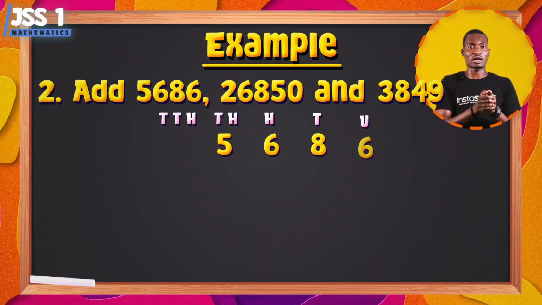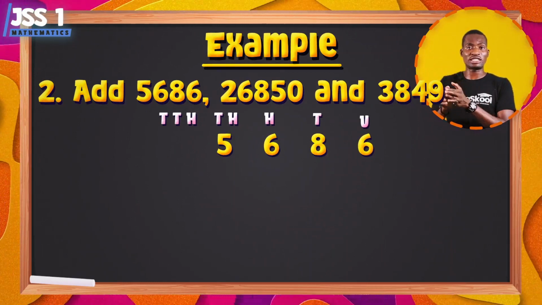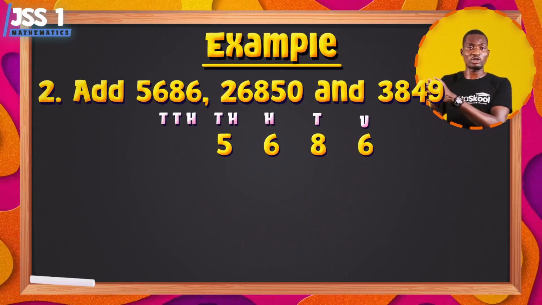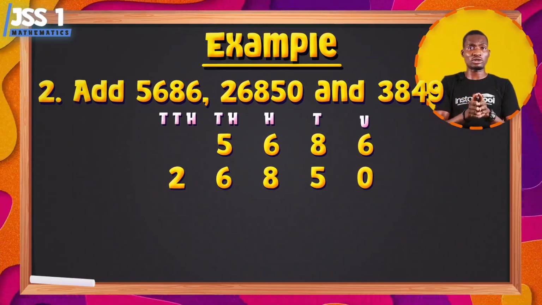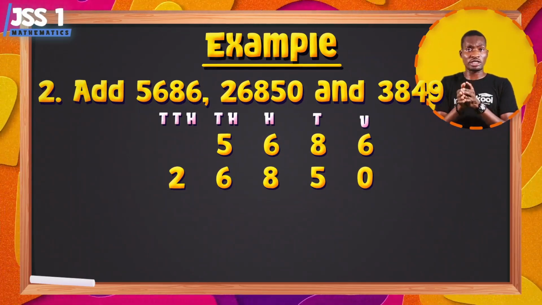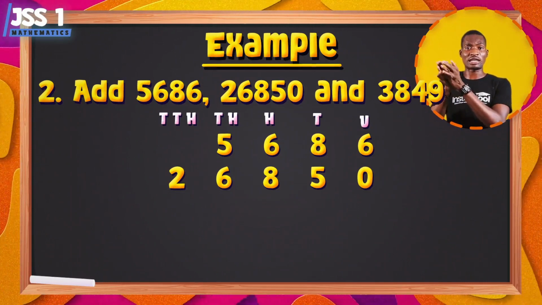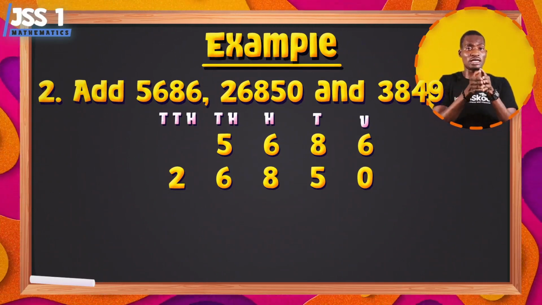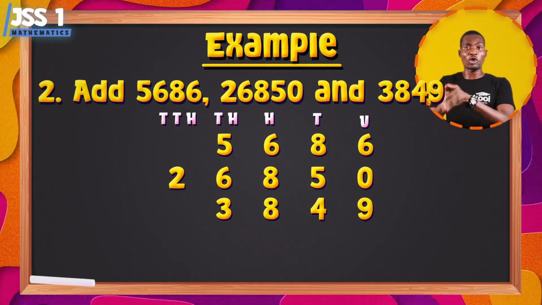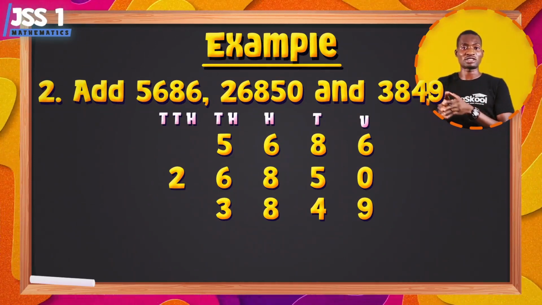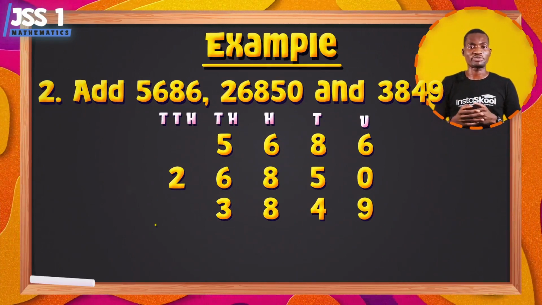5 is written under 1,000, 6 under 100, 8 under tens, and 6 under units. 2 is written under 10,000, 6 is written under 1,000, 8 is written under 100, 5 under tens, and 0 under unit. 3 is written under 1,000, 8 under hundreds, 4 under tens, and 9 under units. So let us perform the addition now.